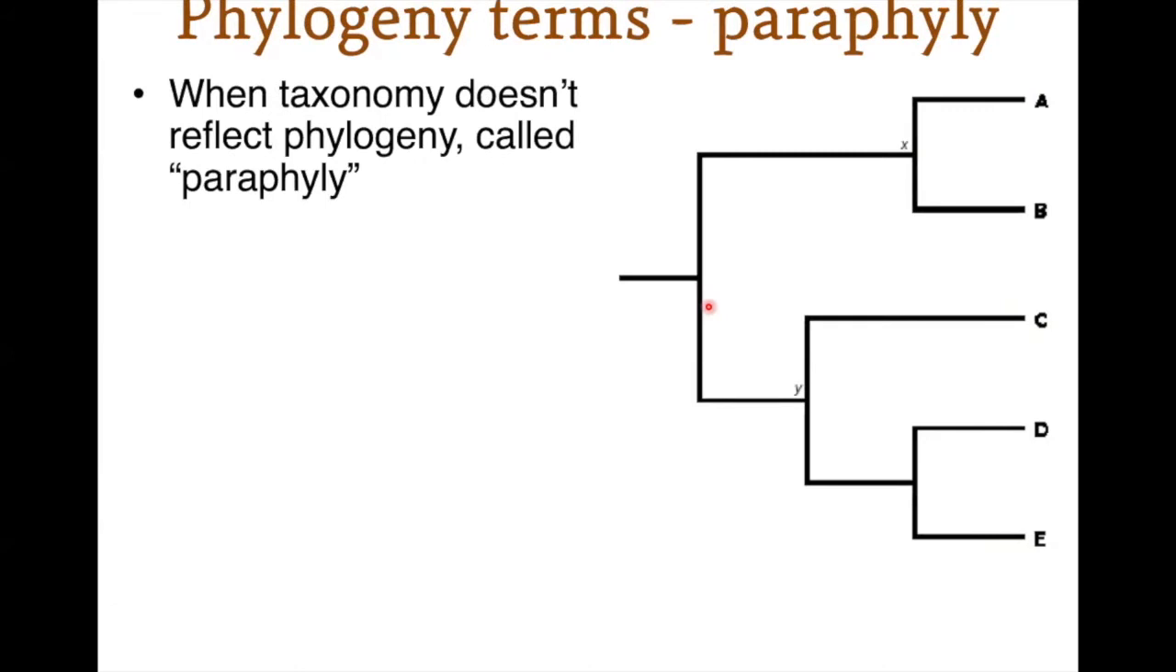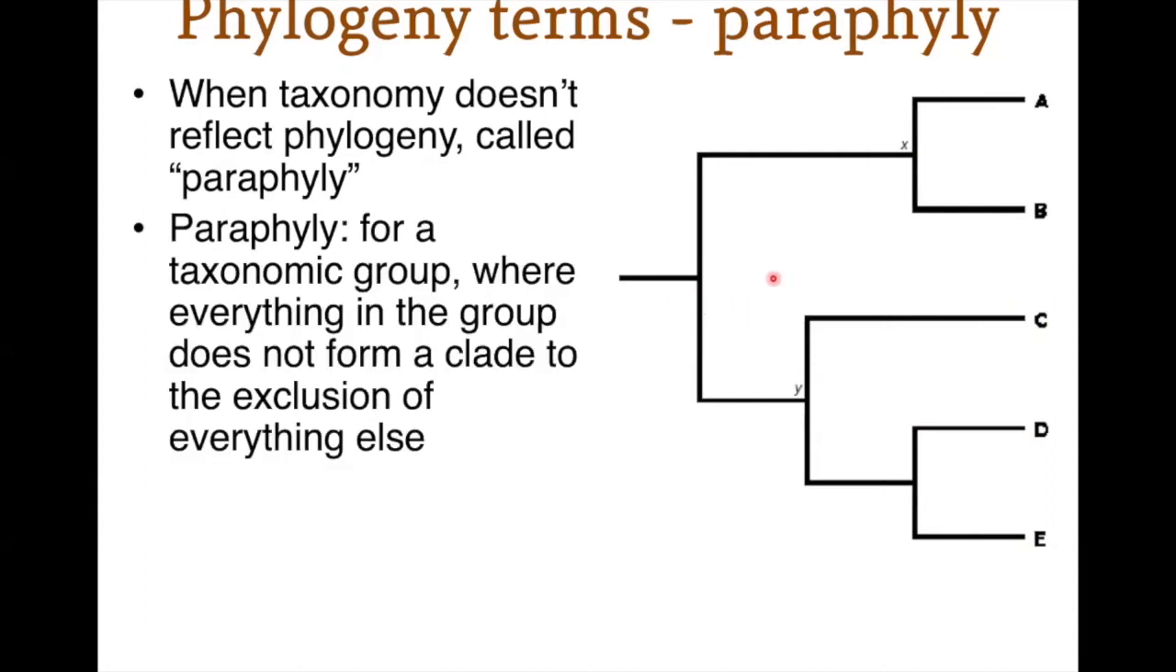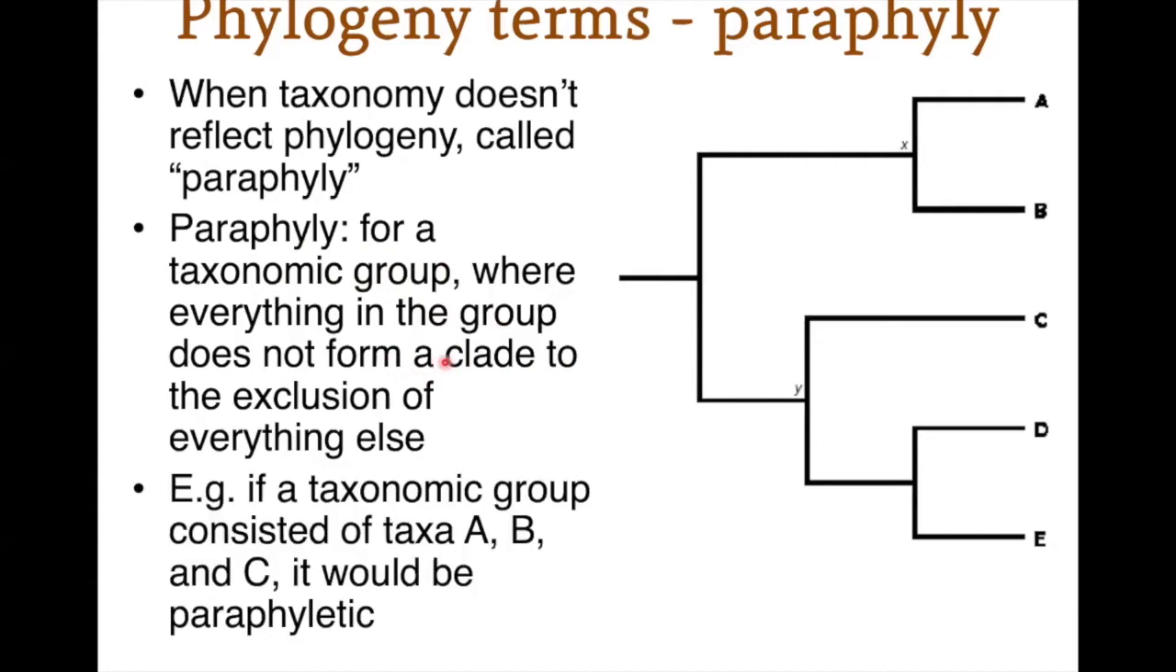Going to the next slide, the opposite term is paraphyly, and this is where taxonomy does not reflect phylogeny. So paraphyly is where there's a taxonomic group, a taxonomic name, but everything in that group does not form a clade to the exclusion of everything else. For example, if A, B, and C were one genus and D and E were a different genus, that would be an example of paraphyly, because A, B, and C do not form a clade to the exclusion of D and E, as I talked about in the previous slide.